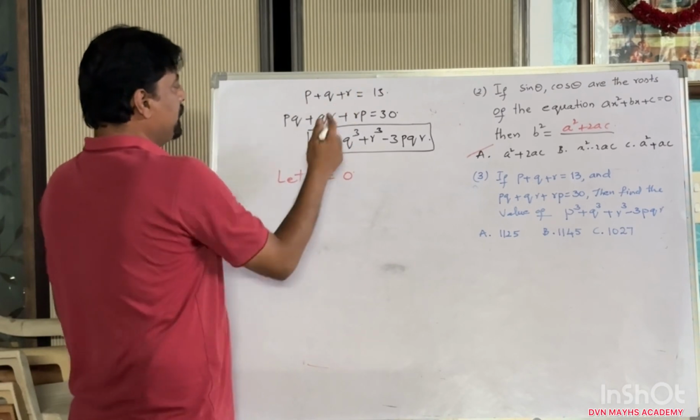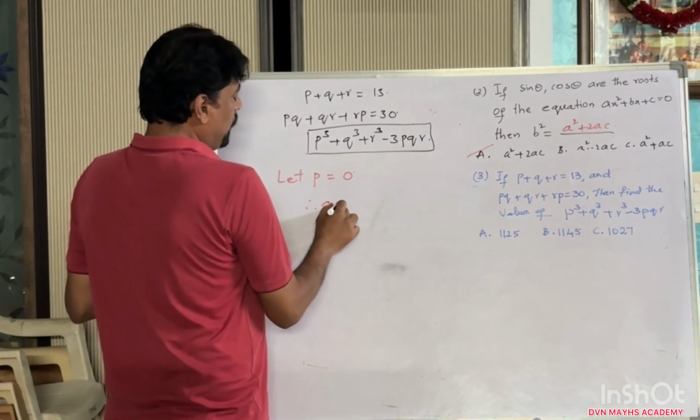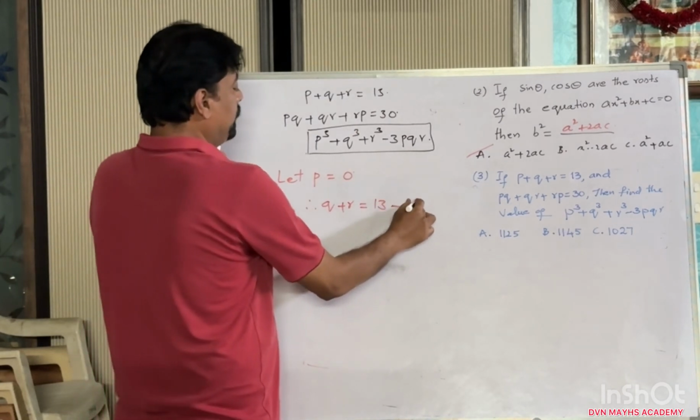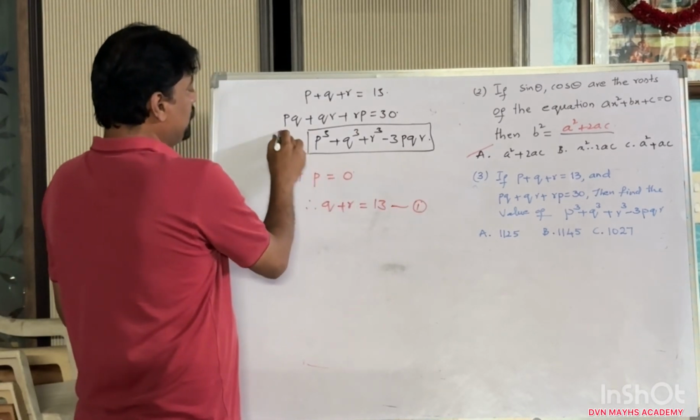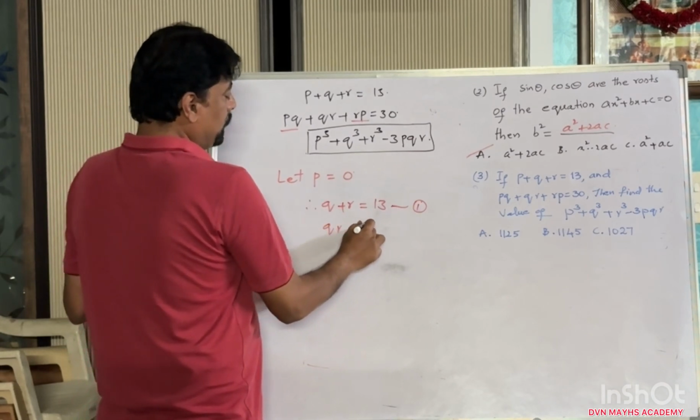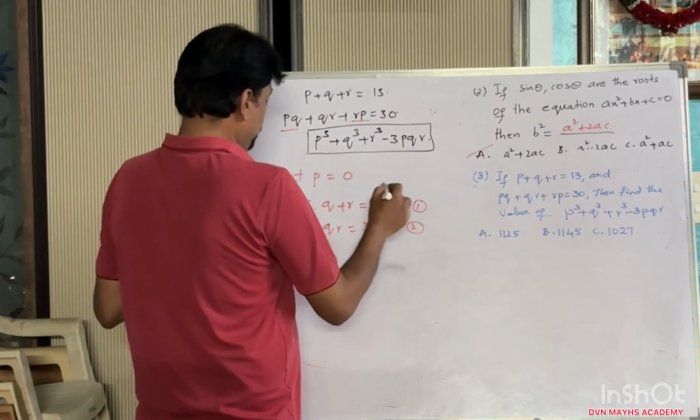Then what happened in the first equation? Therefore, q plus r is equal to 13. This is the first piece of information. If p is equal to 0, then those terms will be 0, and qr is equal to 30. This is my second piece of information.